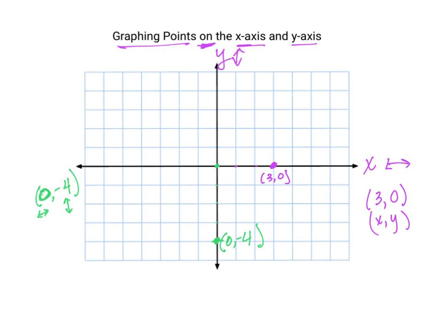So graphing on the x and y, you still look at that x. Am I going left or right? And then the y value. That y value, am I going up or down? And you'll still be able to graph, even if it's points that are on these x or y axes. You can do it.